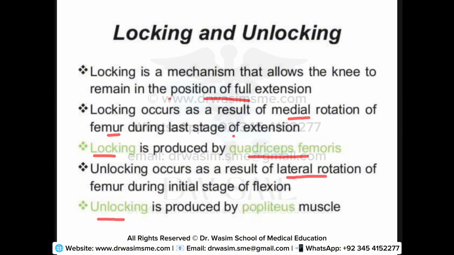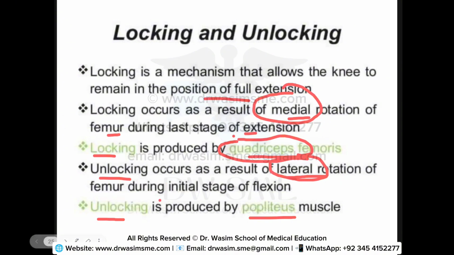So locking is as a result of medial rotation and it is by the quadriceps, whereas unlocking is through the lateral rotation and it is caused by the popliteus. So these are two things which are important. Later on, you can also add the third point that in the late stage of extension, we have locking, and in the initial stage of flexion, we have the unlocking.